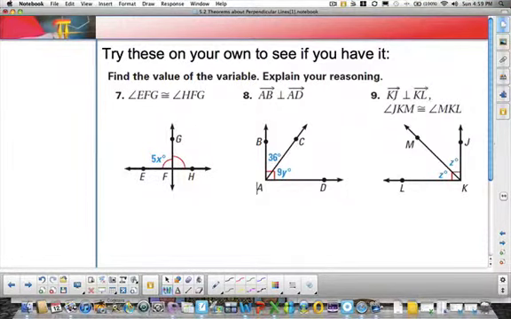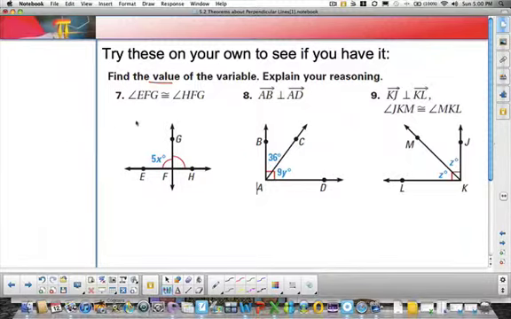Alright, so let's just try these on our own to see if we've got it. Find the value of the variable in the picture and explain your reasoning. So pause the video, try to find the value of each, and explain your reasoning as you go. Then replay the video to check your answers.